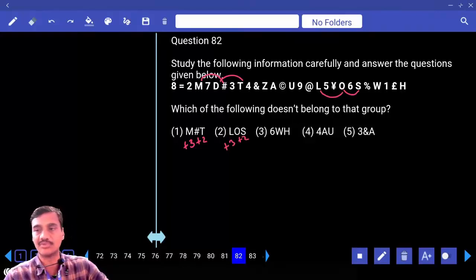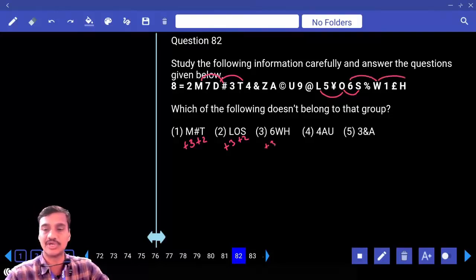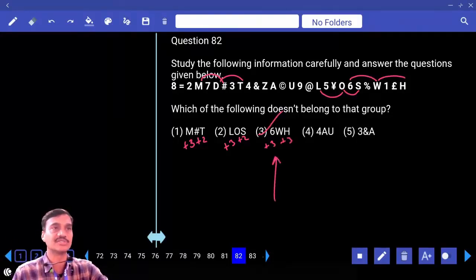And next one 6, W and H, 6 and W plus 3. And here again plus 3. Now except in choice 3, in the remaining, the difference between the elements is 3 and 2. Here it is 3 and 3. Hence it is the odd one. Then choice 3 is the odd one, question number 82.